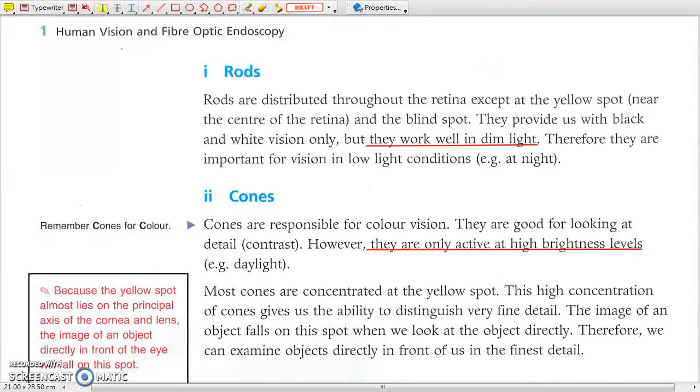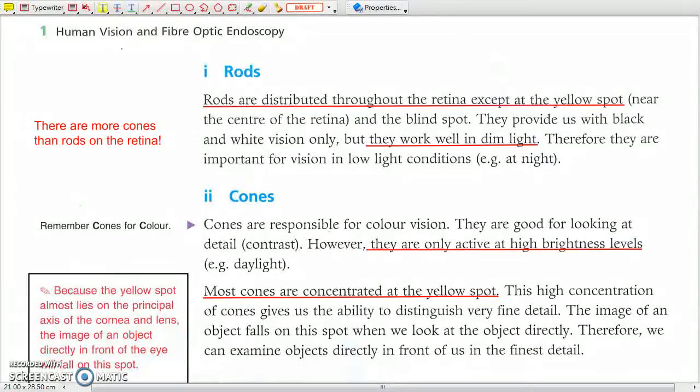On the other hand, when under dim light conditions, rods work better. Rods are found everywhere inside the retina, but not the yellow spot, to leave room for cones. Nevertheless, there are more cones than rods on the retina. Cones detect color of light, while rods detect light intensity. That explains why we see things as different degrees of gray under dim light conditions without color.